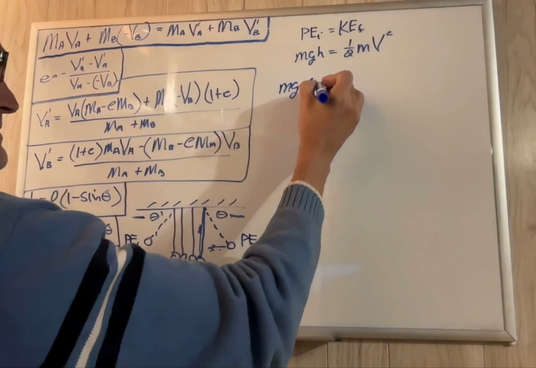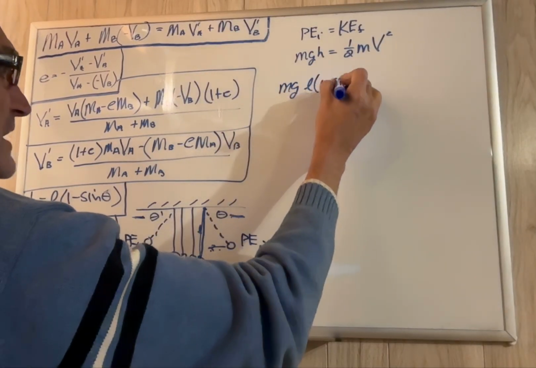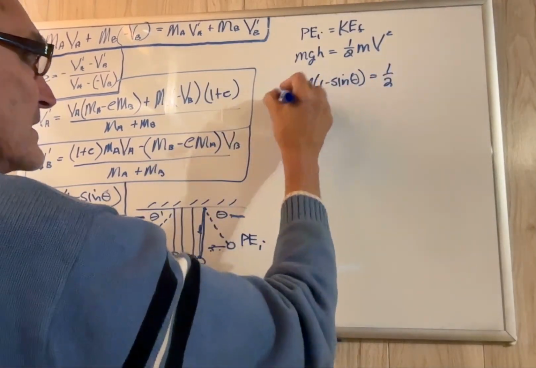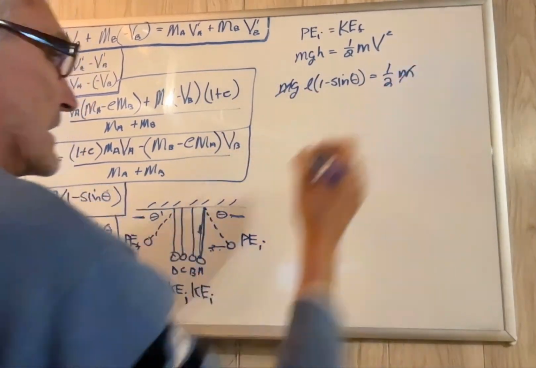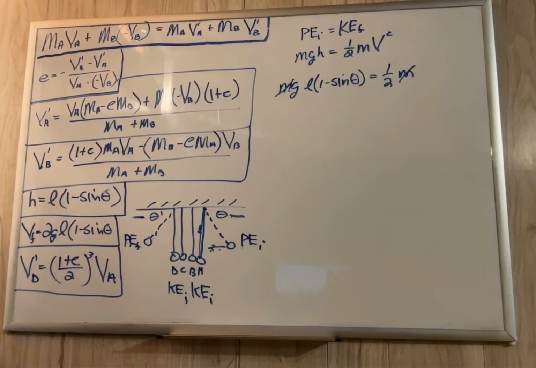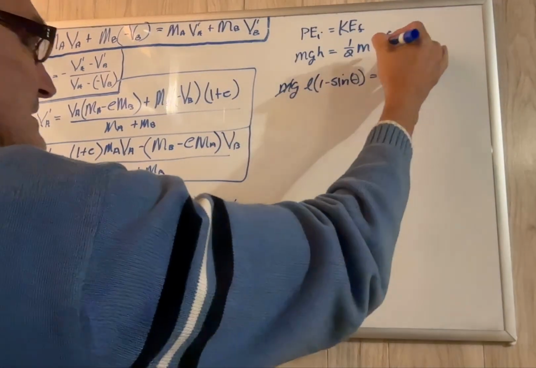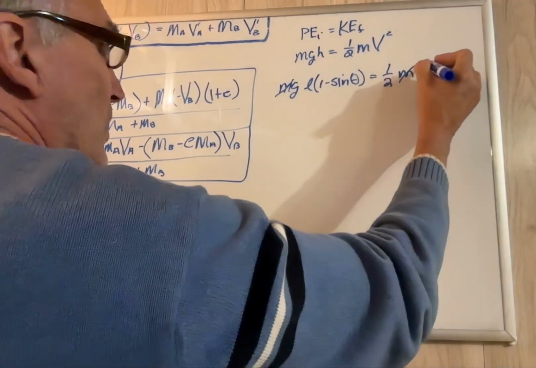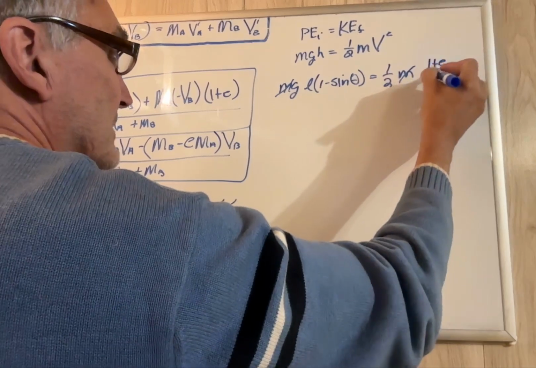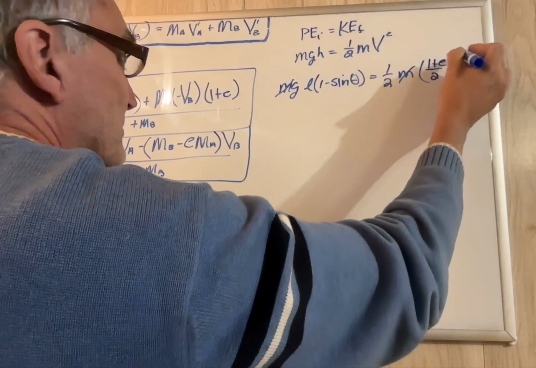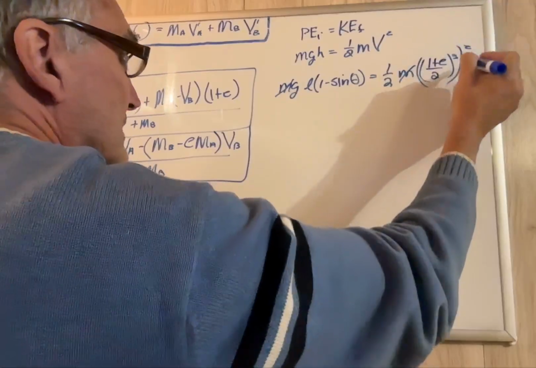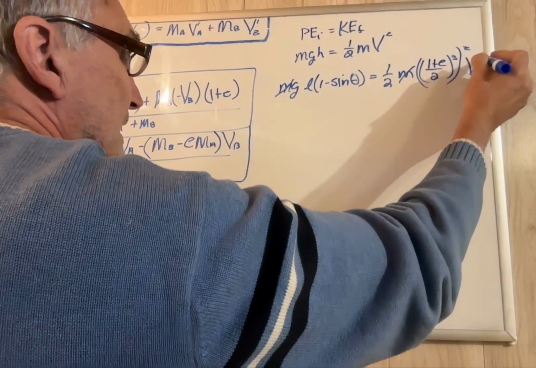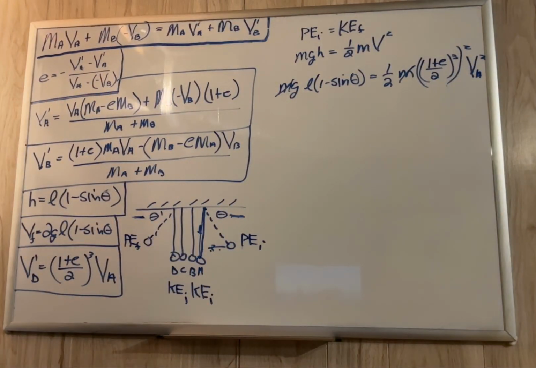So this is L times 1 minus sine theta is going to be equal to 1/2. Well, the m's are going to cancel, so we don't even have to worry about it. So our velocity D, we already know that. That's this thing right here. It's our velocity D, because it's the kinetic energy of our velocity D. So we know that already. So that's (1 plus e)/2 cubed. But don't forget, we got to square it. Times what? Velocity A squared? Whoa. Okay. So this is kind of weird, but I think it will work.